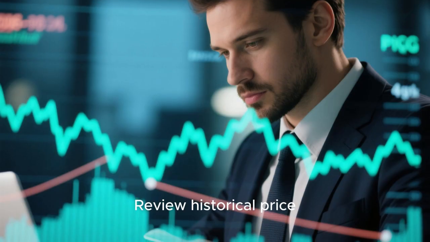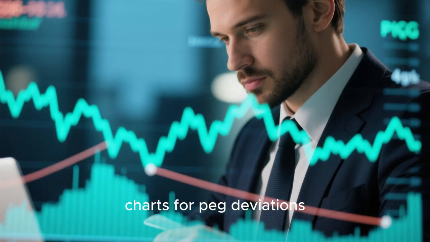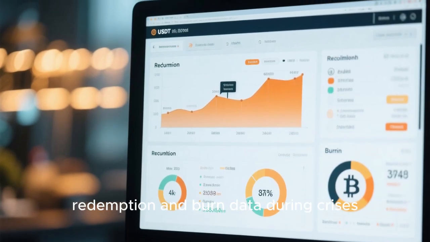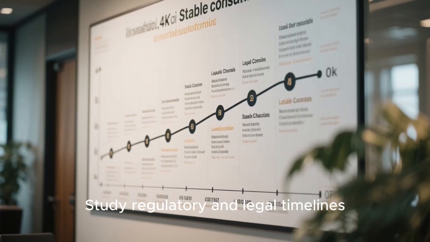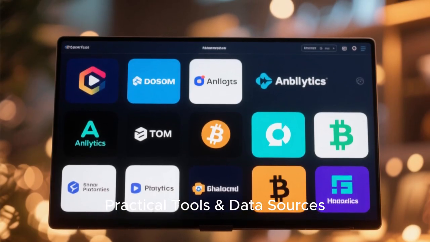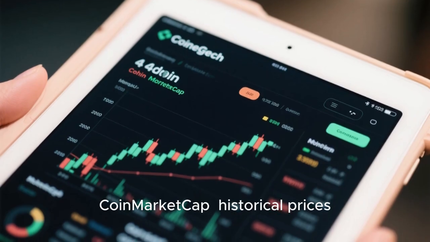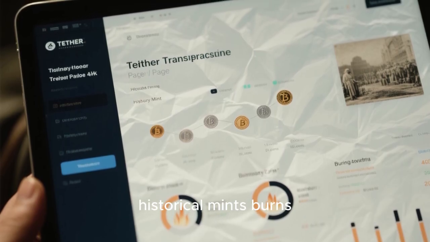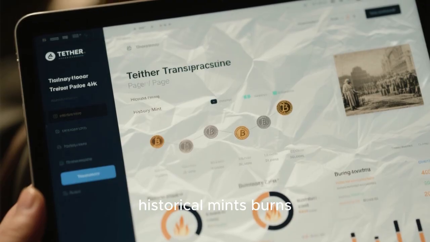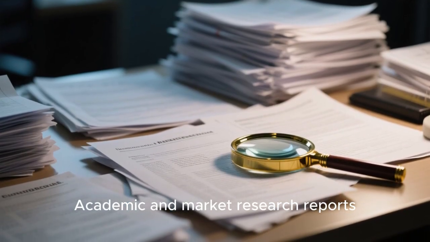Verification methods: review historical price charts for peg deviations, analyze redemption and burn data during crises, and study regulatory and legal timelines. Practical tools and data sources: CoinGecko, CoinMarketCap historical prices, Tether's transparency page for historical mints and burns, and academic and market research reports.